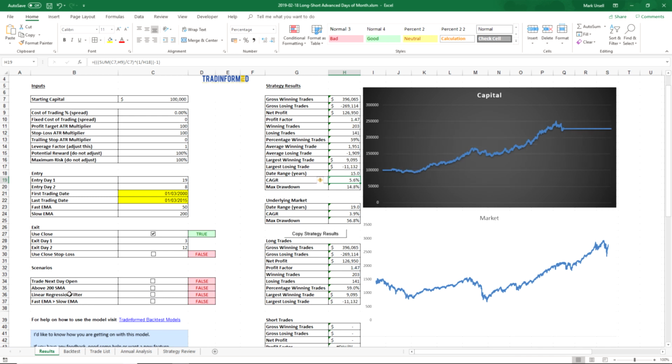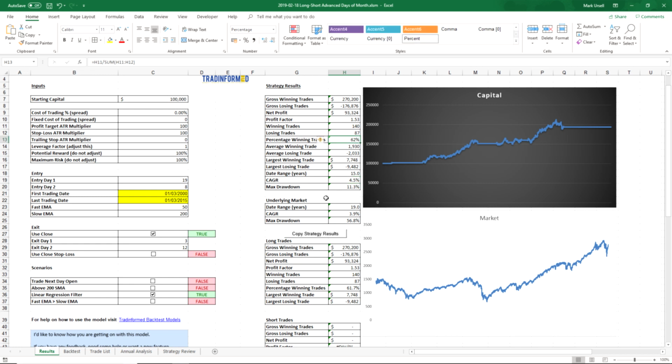Another one of my favourite filters, the linear regression. In this case, the 200 period linear regression. When this line is pointing upwards, then we're going to take a trade. And again, you can see we've got similar enough results, slightly higher percentage of winning trades, similar net profit, and growth rates, drawdown, similar.